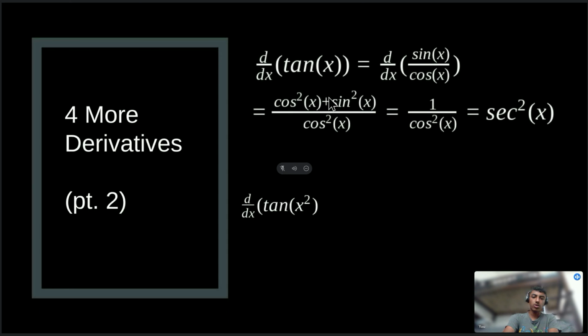If you know your trigonometric identities, you'll know that this equals 1. You're still dividing by cosine squared of x, and then you can simplify it to its reciprocal, secant squared of x.